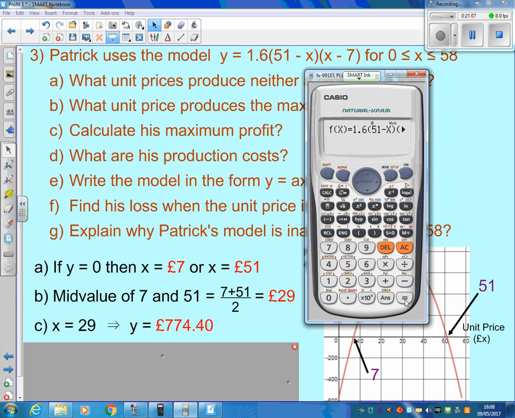Okay, so if I do this, and this time start at 50, end at 58, go up in 1s. Do you see again, 51, 0, that's given me that one.